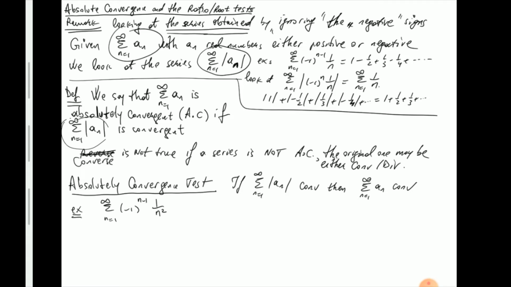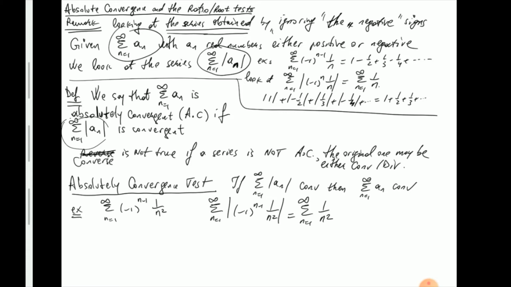So the absolute convergence test simply says that instead of looking at the original one, we're going to look at the series obtained from the original one by taking the absolute value of the terms in the summation. So I'm looking at the summation from 1 to infinity of the absolute value of (-1)^(n-1) times 1 over n squared, which is 1 over n squared.